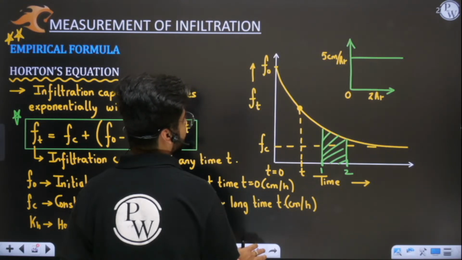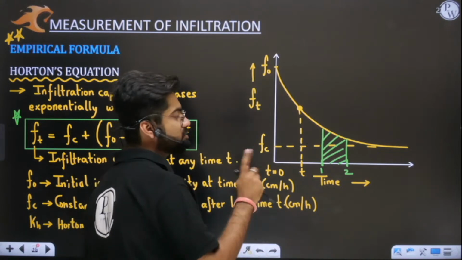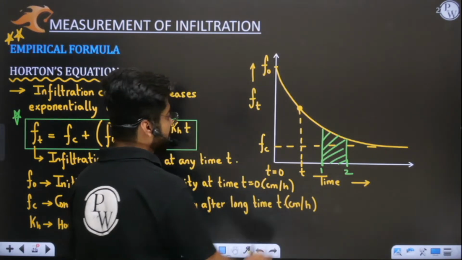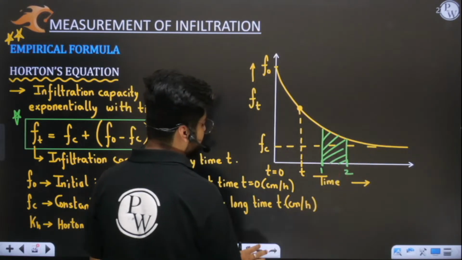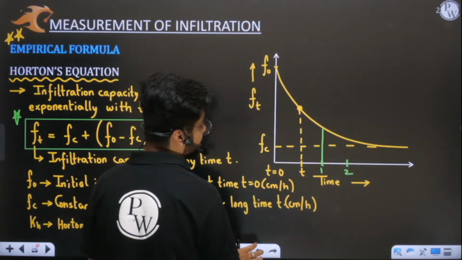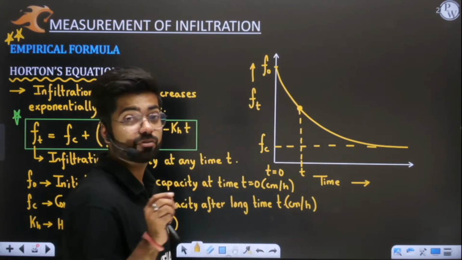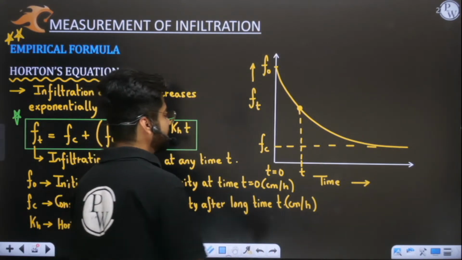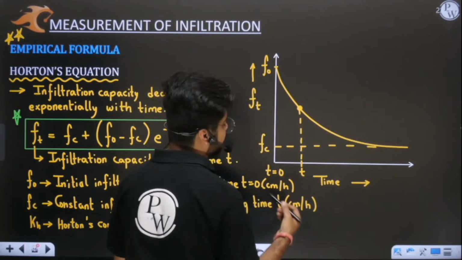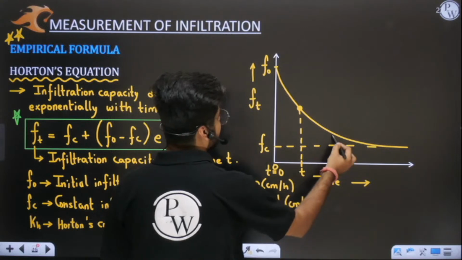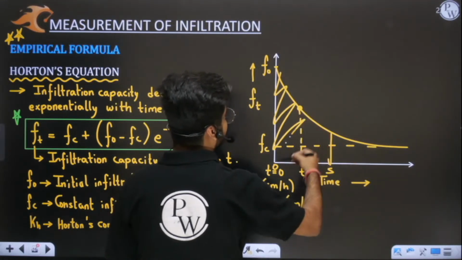So when your graph is constant, you can simply find the area using the area of a rectangle. But here you can see we have a curve, and if you want to find the area under the curve, then I have to do integration. Let us say they are saying find the total infiltration during the first 5 hours. So this is 0, this is 5. You have to integrate from 0 to 5.